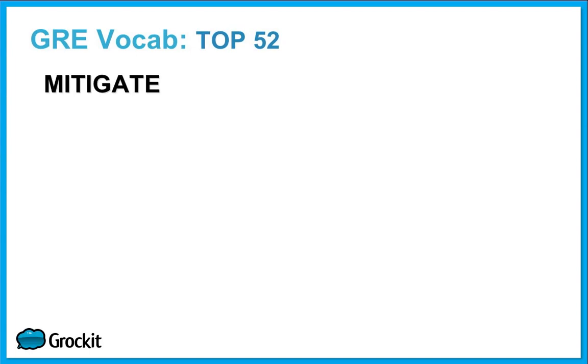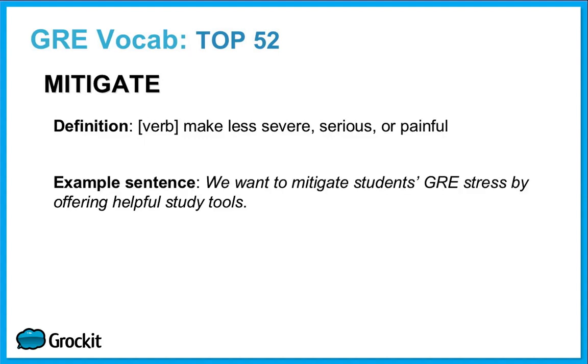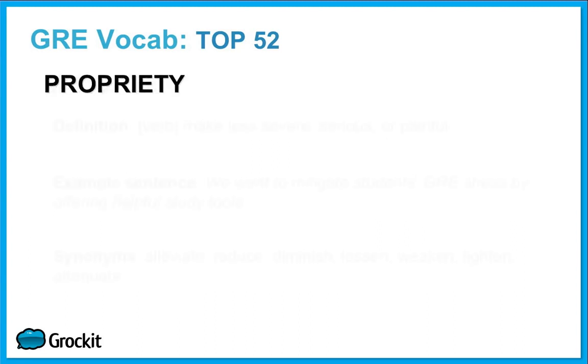Mitigate is our next word. Mitigate is word 31. It means make less severe, serious, or painful. We want to mitigate students' GRE stress by offering helpful study tools. Alleviate, reduce, diminish, lessen, weaken, lighten, and attenuate are all synonyms.